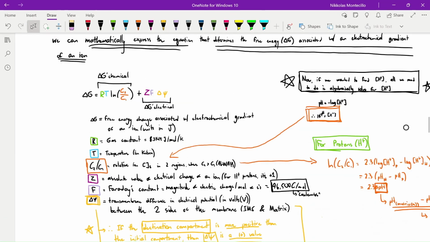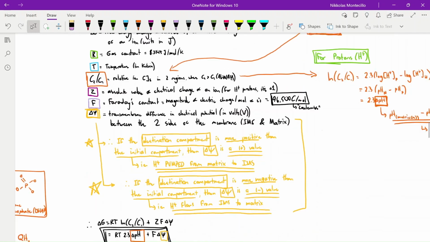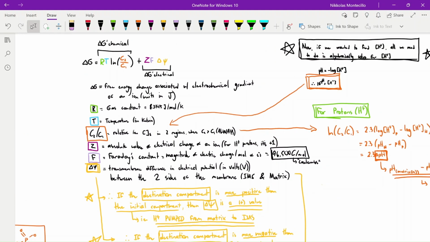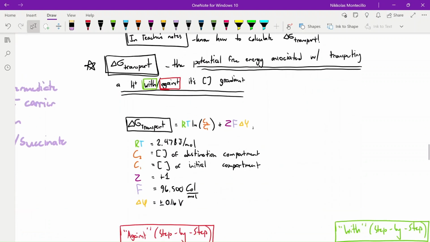So let's keep the mathematical expression of the electrochemical potential in mind as I move forward to explaining how ATP synthesis works. Let's take a look at the concept of the potential free energy associated with transporting a hydrogen ion with or against its concentration gradient. This is called delta G transport, the potential free energy associated with transporting a hydrogen proton with or against its concentration gradient.